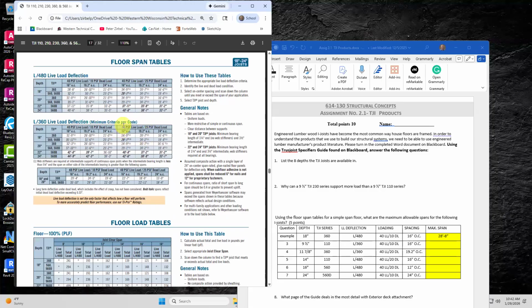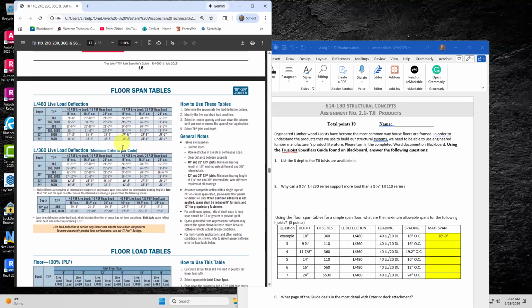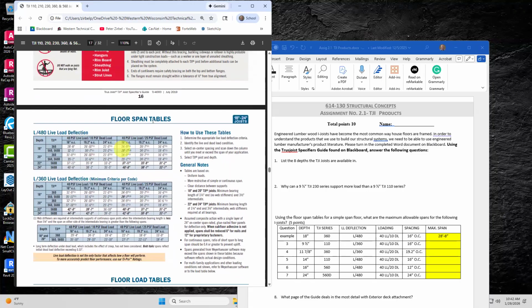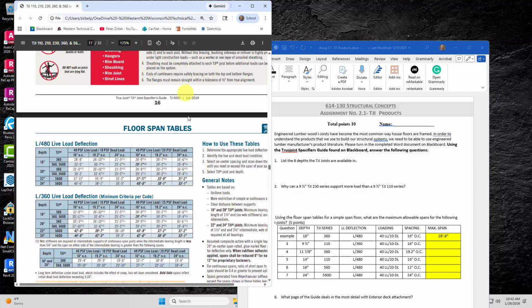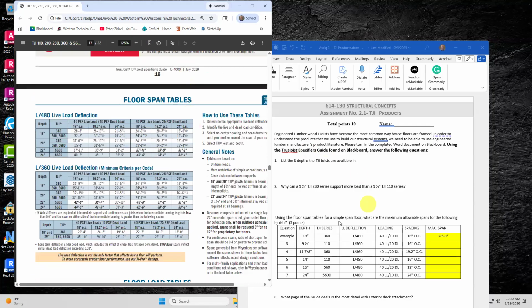So now that we're on the blue table, this is floor span tables. It's not floor load tables. So we're just going to focus in on that. So I'm just going to zoom in on that so I don't confuse ourselves anymore. Okay, so now let's work our way across. The first thing is the depth is 18 inches. So I'm going to be at an 18-inch depth here or an 18-inch depth here.